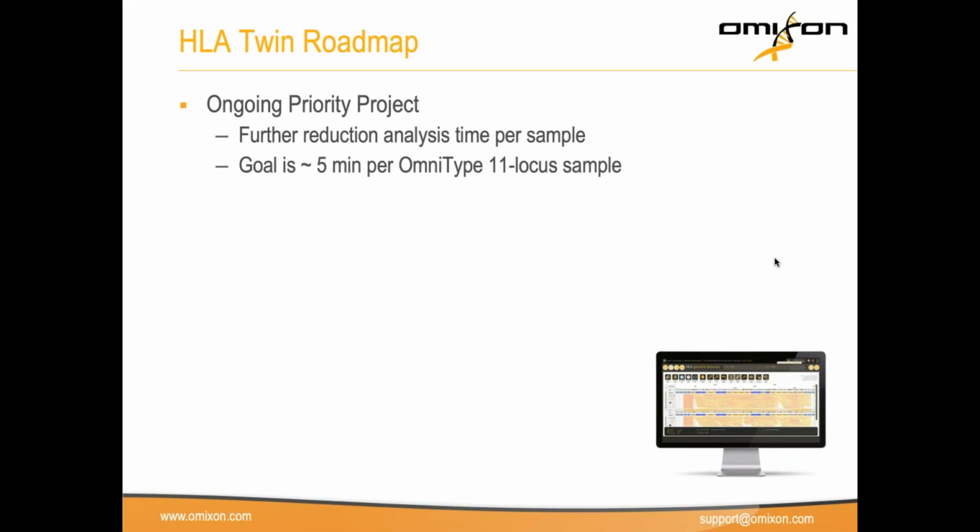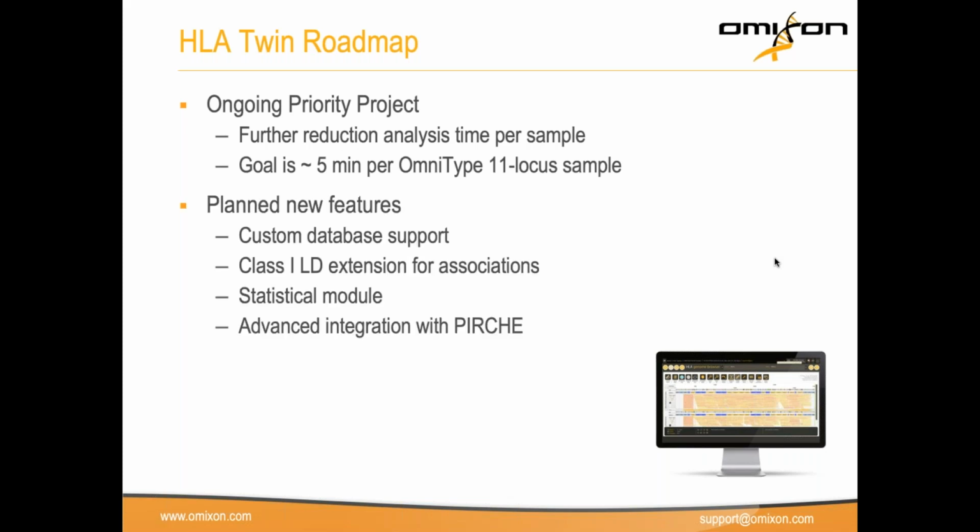Of course, our ongoing priority project is to further reduce the analysis time per sample in the software. And this includes the ultimate goal of bringing the OmniType 11 locus sample analysis time to less than 5 minutes, to match exactly what the holotype samples are doing right now. So this is still ongoing, and it is still considered high priority. But as I mentioned, we also have some new features that are planned.